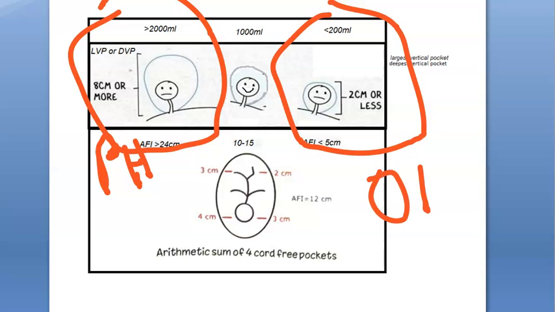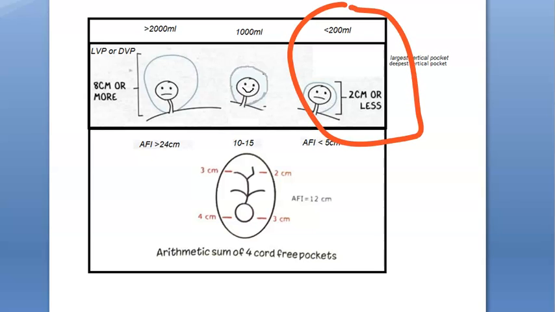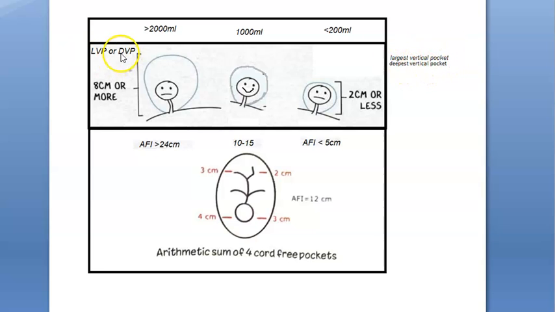Right, this is oligohydramnios. So how much does this guy have? The one with less has less than 200 ml. So less than 200 ml is oligohydramnios. Greater than 2000 ml is polyhydramnios. This is one criterion. There's another criterion: if you measure the largest vertical pocket, LVP, or the deepest vertical pocket, if it is 8 centimeters or more, then this is polyhydramnios. If it is 2 centimeters or less, it is oligohydramnios.